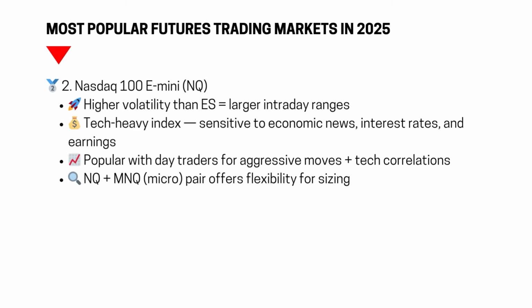Then with the silver medal, we have the NASDAQ 100, ticker NQ. It's the E-mini contract, another stock market, more volatile than the S&P, tech heavy weighted, very popular with day traders that are maybe a bit more aggressive. Also, tickers MNQ, micros there, offering flexibility for sizing.